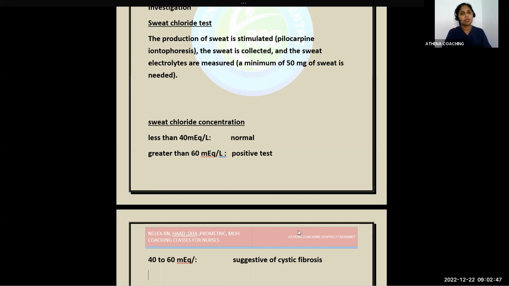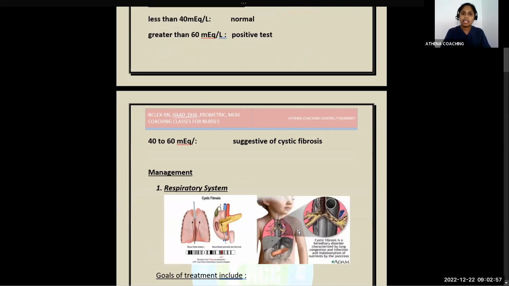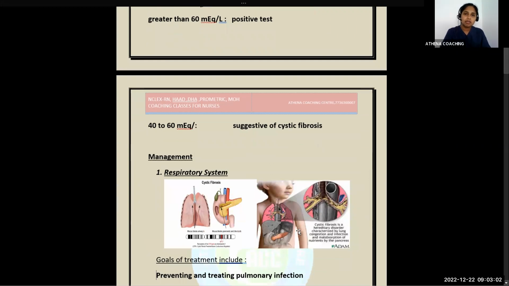Apart from this, we normally assess the signs and symptoms and multi-system involvement. Everything we need to check, but this is considered the confirmatory test. Next we will discuss how we manage. As I said in the beginning itself, this is affecting multiple vital systems: the respiratory system, GI system, integumentary system, and reproductive system. So how do we manage?